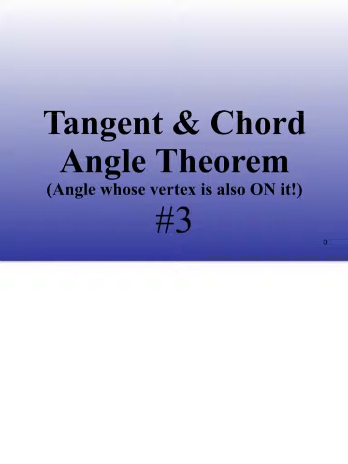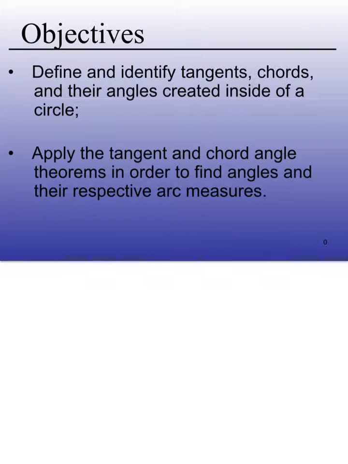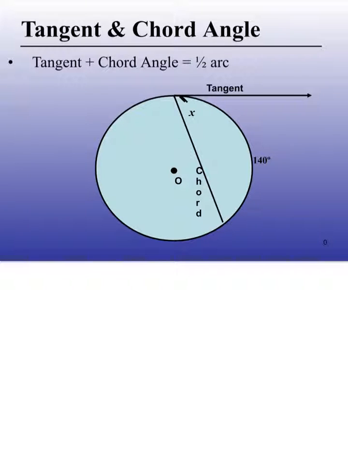So the next theorem we are going to work with is the tangent and chord angle theorem. And what we want to be able to do is define and identify tangents, chords, and their angles created inside of a circle. And we want to apply the tangent and chord angle theorems in order to find angle measures and their respective arc measures. So here's what it looks like.